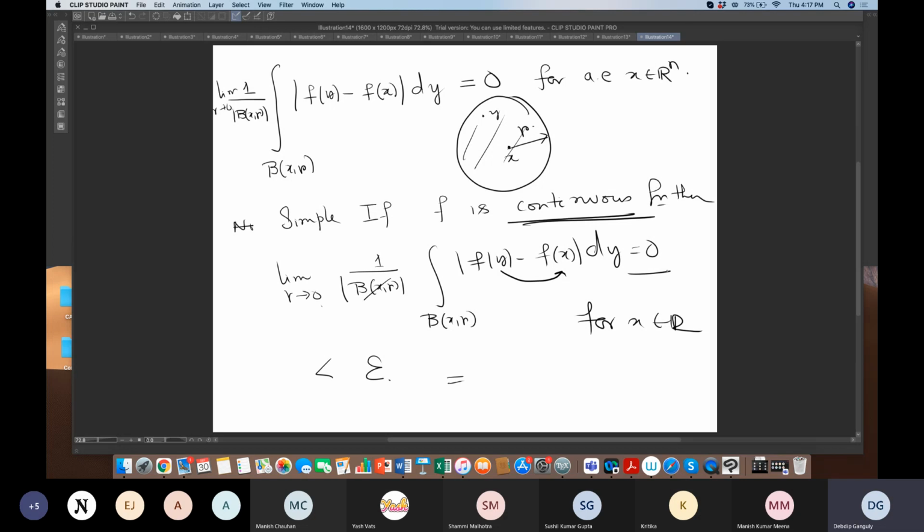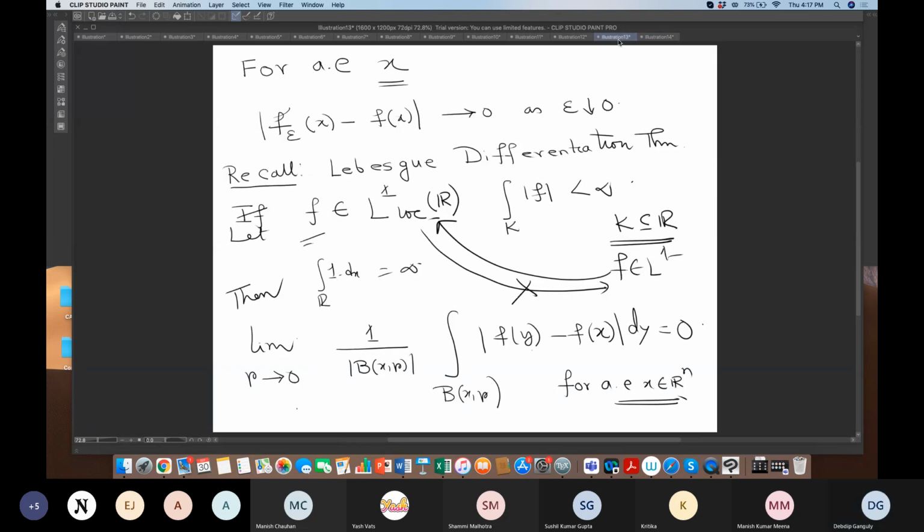If the function is continuous, your life is easy. This is always true for all x in R^n. But if f is in L1 loc, then the proof is quite difficult. You have to use some covering lemma, and all those arguments are needed to prove this. But then we will have a restriction that it will go to 0 only for almost every x. Is that clear to all of you? Yes or no?